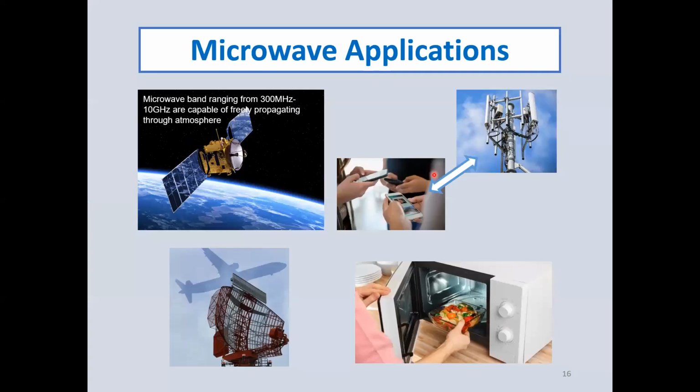These are some applications of microwave. Microwave bands ranging from 300 MHz to 10 GHz are capable of freely propagating through the atmosphere. So it can be used in satellite communication, mobile communication, microwave ovens, radar, and air traffic control radar.